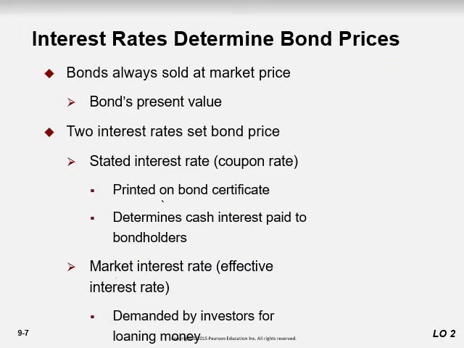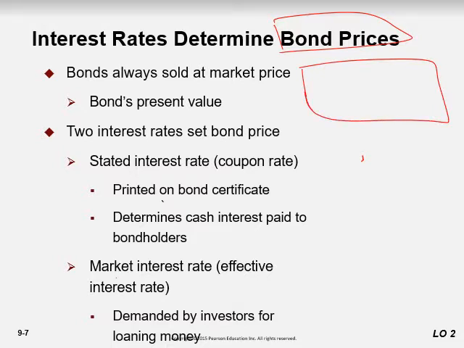So interest rates determine the bond price. This discussion is going to be very interesting. If a company issues a bond, for example, this is the certificate. On that certificate, there's going to be a face value. For example, the face value is 1,000.